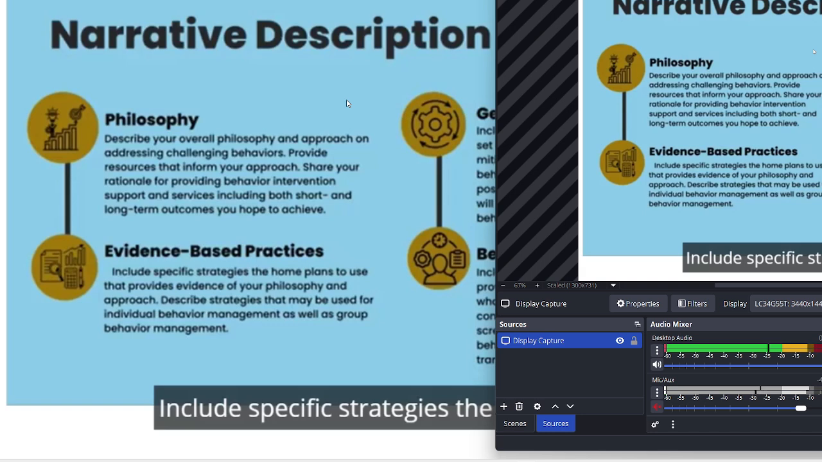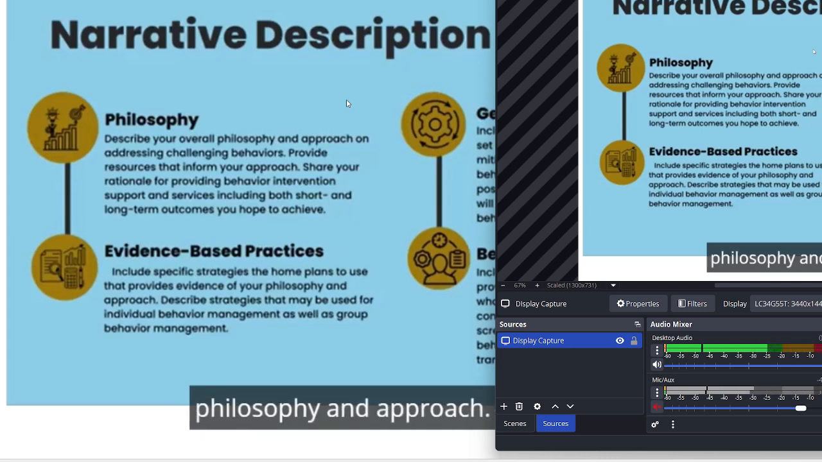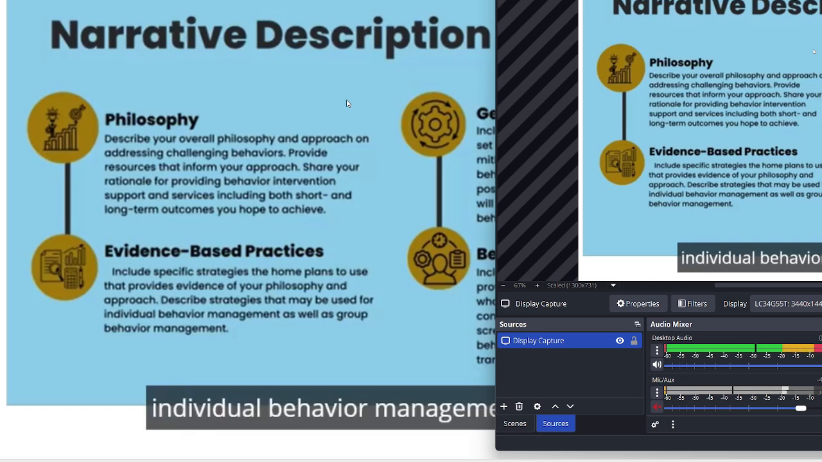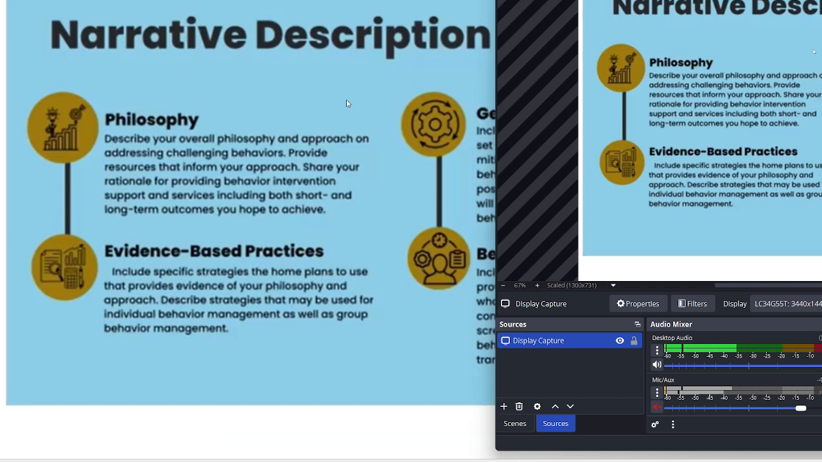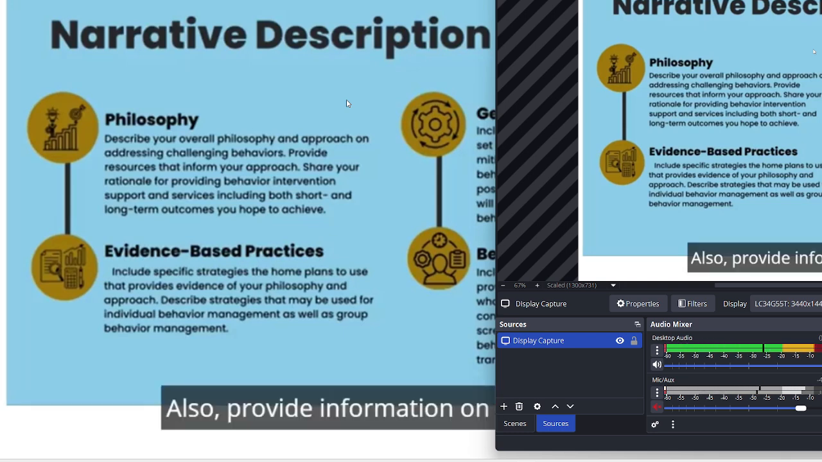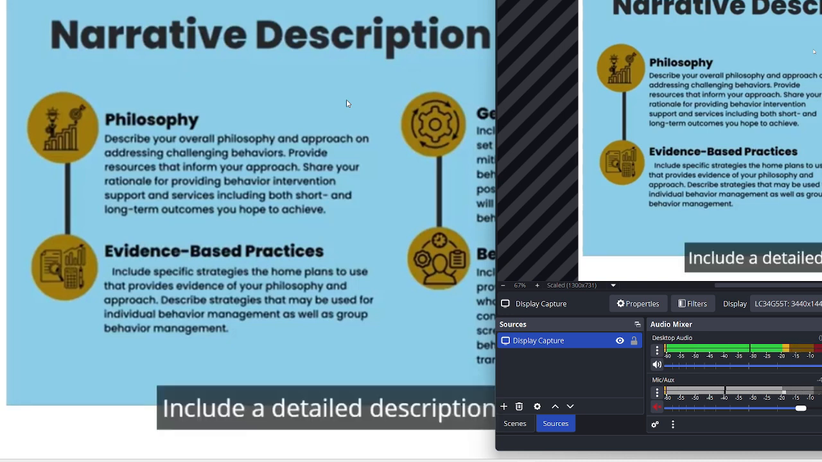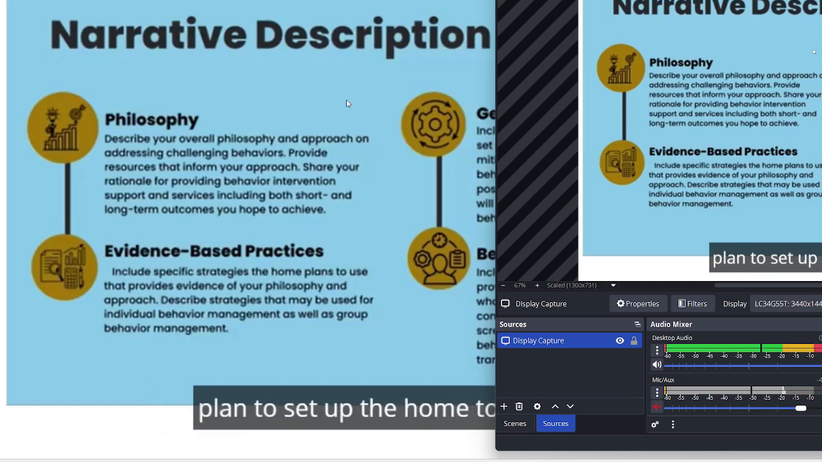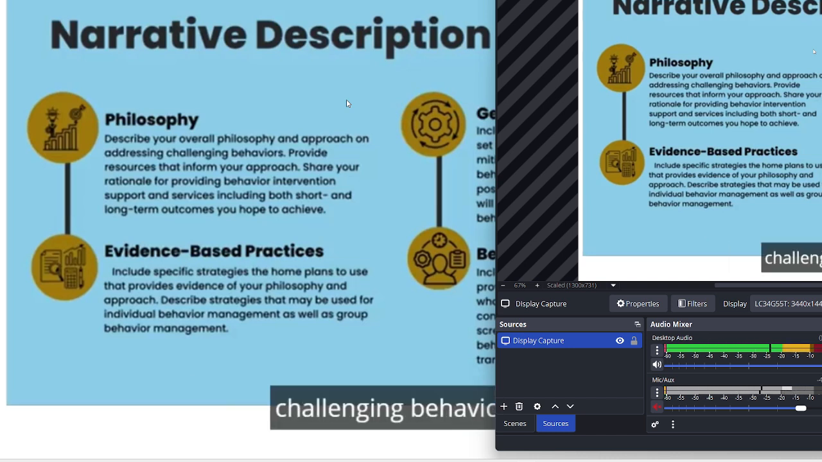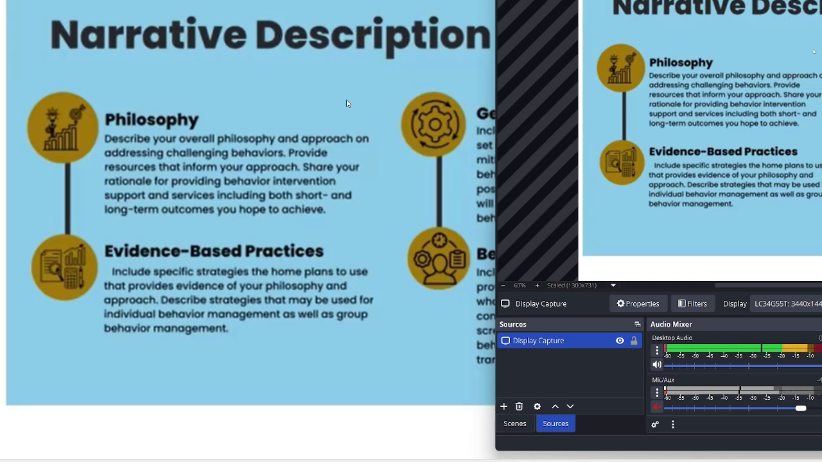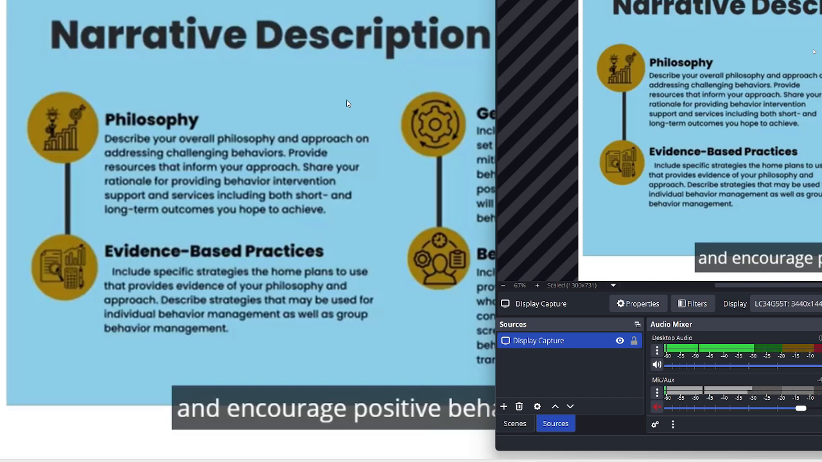Include specific strategies the home plans to use that provides evidence of your philosophy and approach. Describe strategies that may be used for both individual behavior management as well as group behavior management. Also, provide information on the general strategies within the facility. Include a detailed description of how you plan to set up the home to prevent challenging behavior, mitigate risk for injury during challenging behavior, support independence, and encourage positive behavior.